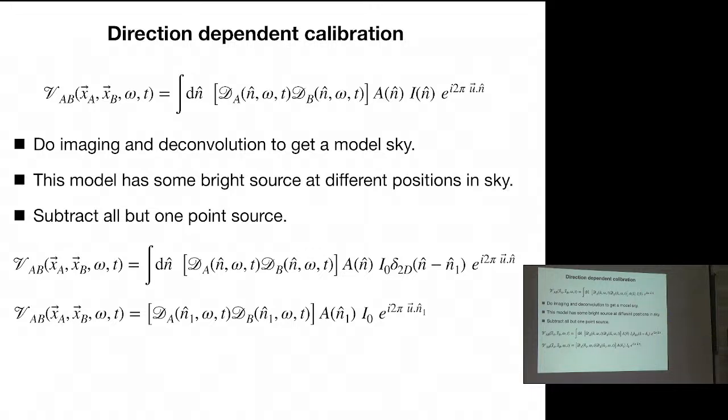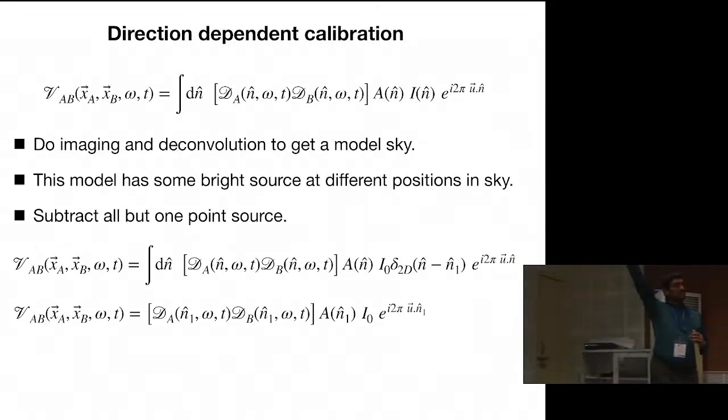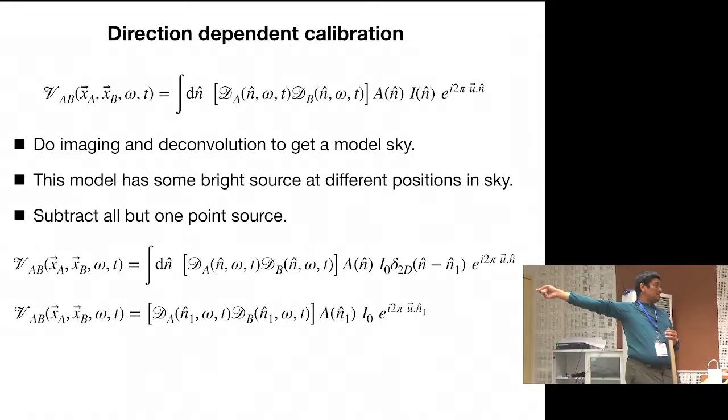This will always have certain bright sources, as we said. For the self calibration also, you have used those bright sources. But now the gain, because of these different bright sources in different directions, are different. So that is why we call it direction dependent gains, right? The curly D is dependent on n cap.